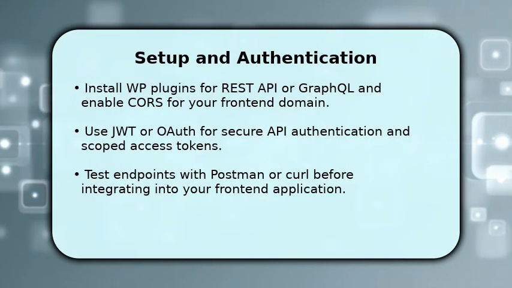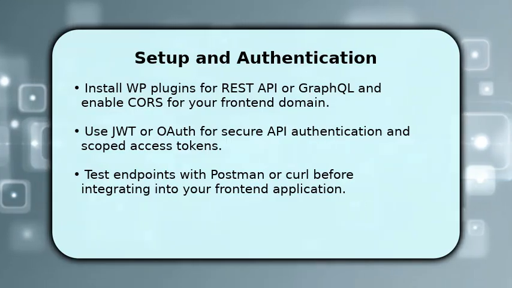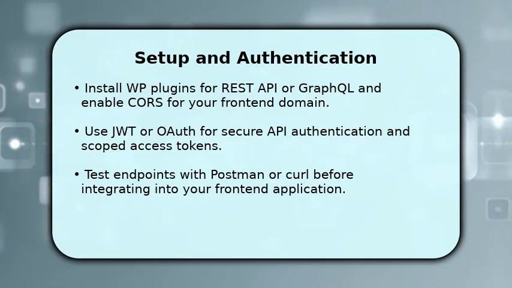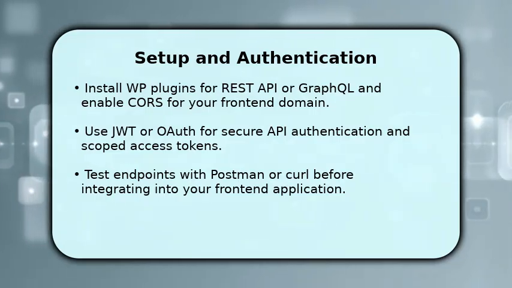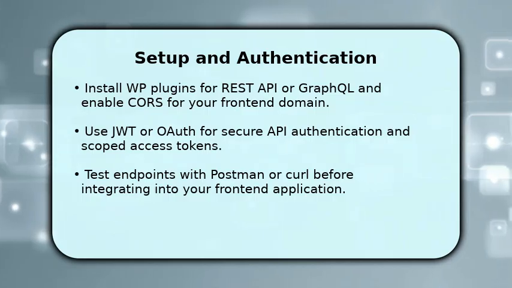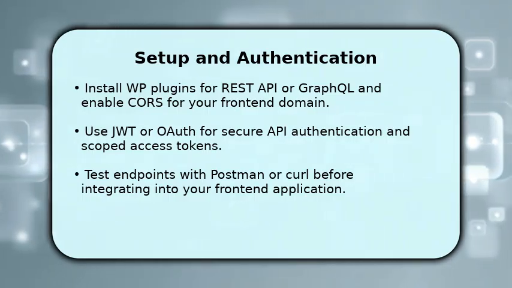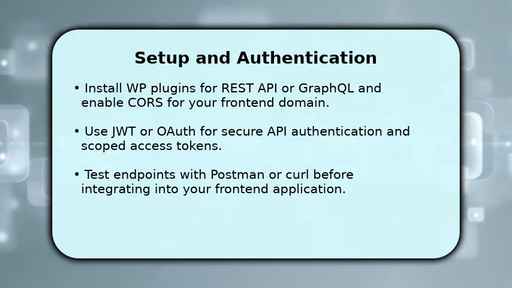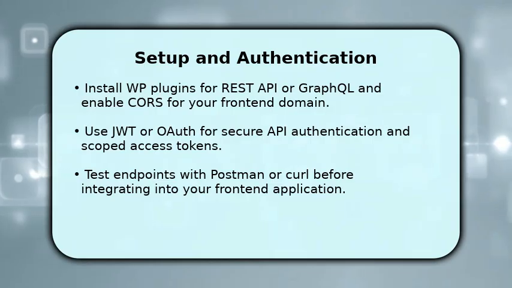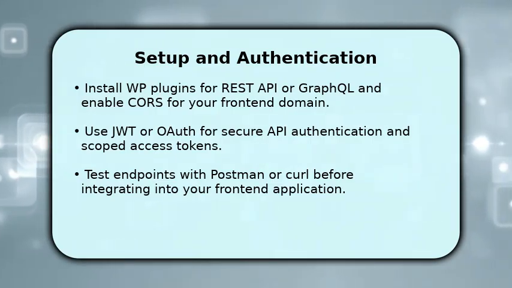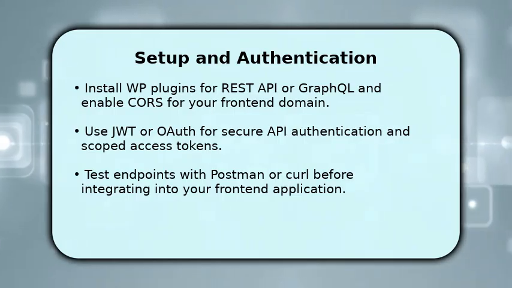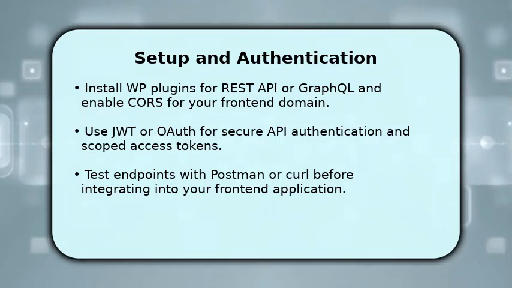Begin by installing the GraphQL or REST API plugin, then enable CORS for your front-end origin. Configure JWT or OAuth to secure API access and issue scoped tokens for specific routes. Create a test user with minimal permissions and verify authentication flows using Postman or curl. Document endpoints and expected responses so front-end developers can build components confidently without guessing server behavior or breaking production.